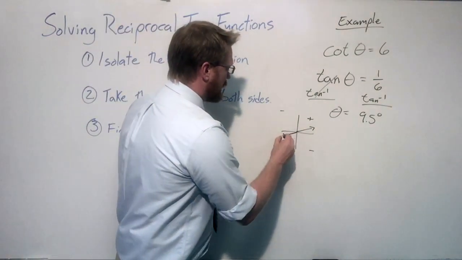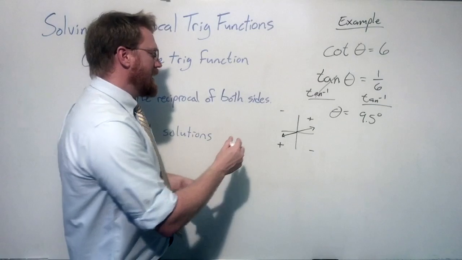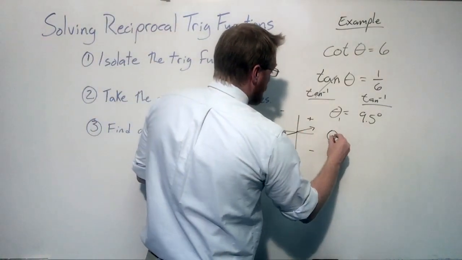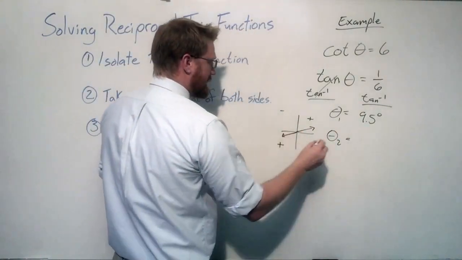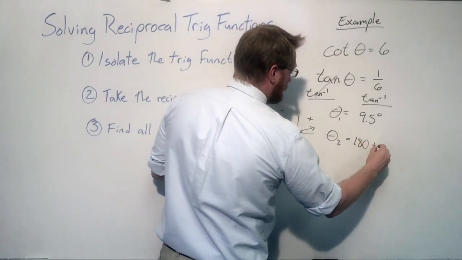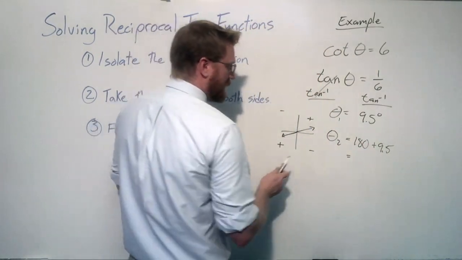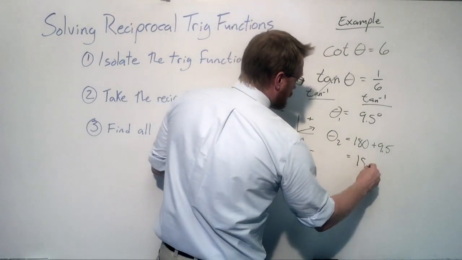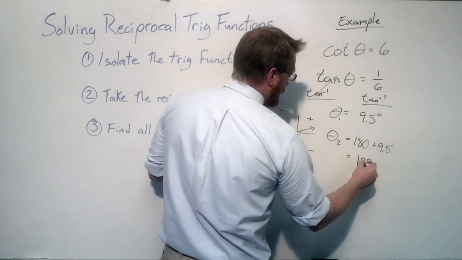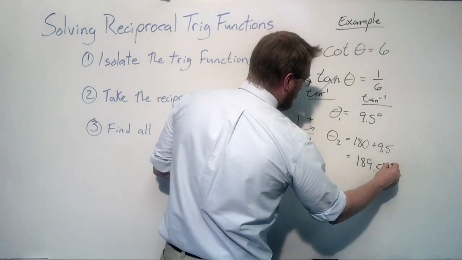So make sure it's congruent, kind of referencing the same angle. I'll go to that 180 mark, which is the x-axis, and I'll go 9.5 further, guaranteeing I make that same ratio, the same equivalent solution here. So my two answers would be 9.5 degrees and 189.5 degrees.